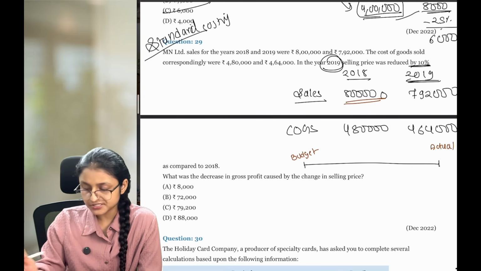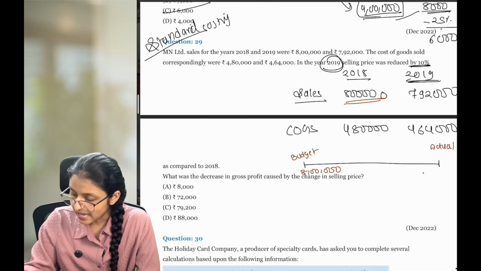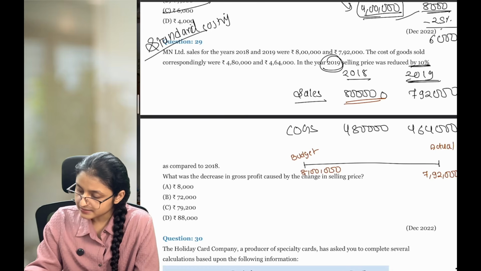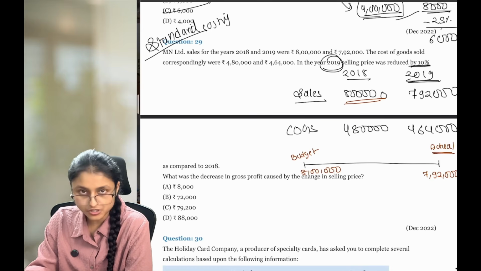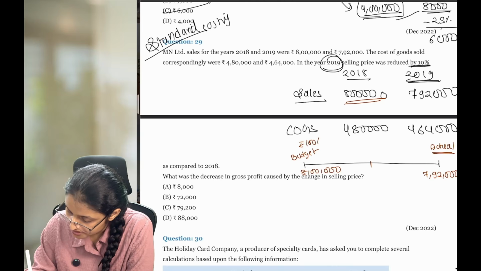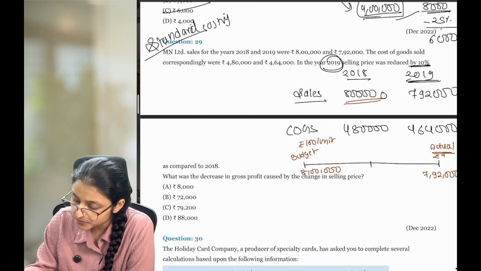Budgeted is the previous year related information, that is 8 lakh rupees is the sales happening here, and actual is 7,92,000. We already know that there is a 10% reduction in selling price in the actual. So can I say that if my budget has 100 rupees per unit as the selling price, then my actual is having a selling price of 90 rupees per unit?